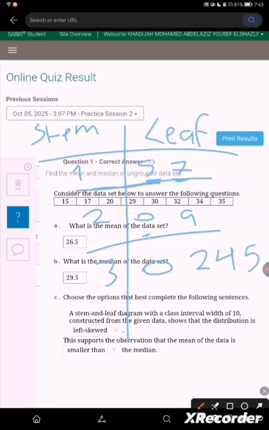Okay? And to find the term, all you gotta do is take the number of values there are, in this case 8 values, okay? And then you add 1 and divide it by 2, okay? So that means that your term is the 4.5th term, okay? That's not your median, that's your term.